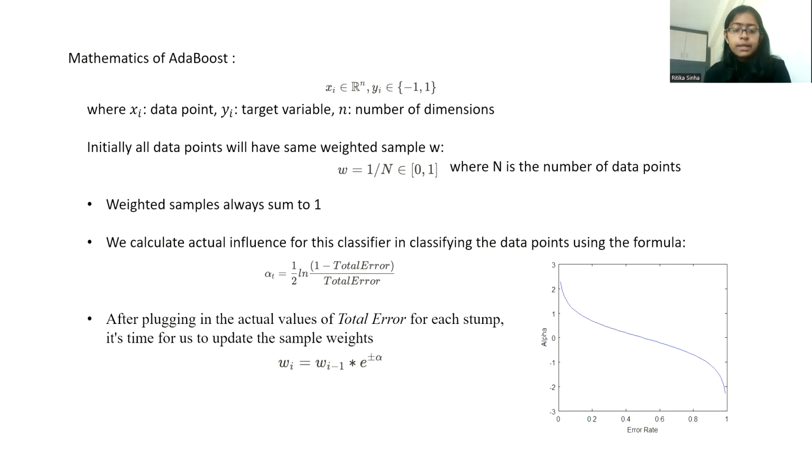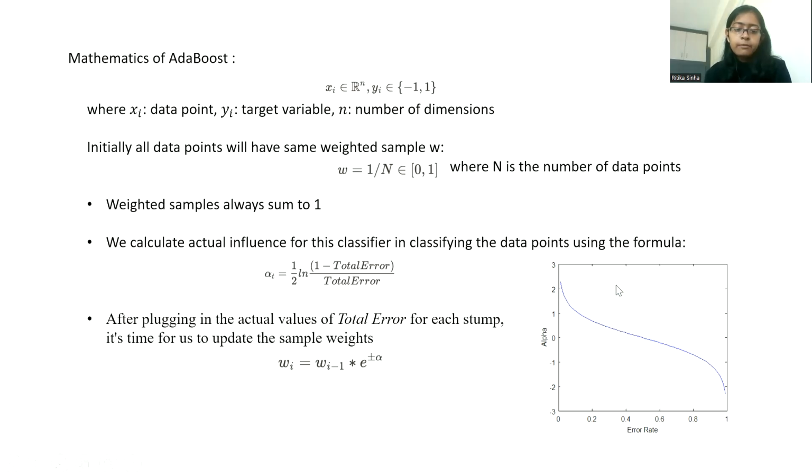After this, we calculate the actual influence for this classifier in classifying the data points using the formula alpha t equal to half ln (1 minus total error) by total error. Alpha is how much influence this stump will have in the final classification. Total error is nothing but the total number of misclassifications for that training set divided by the training set size.